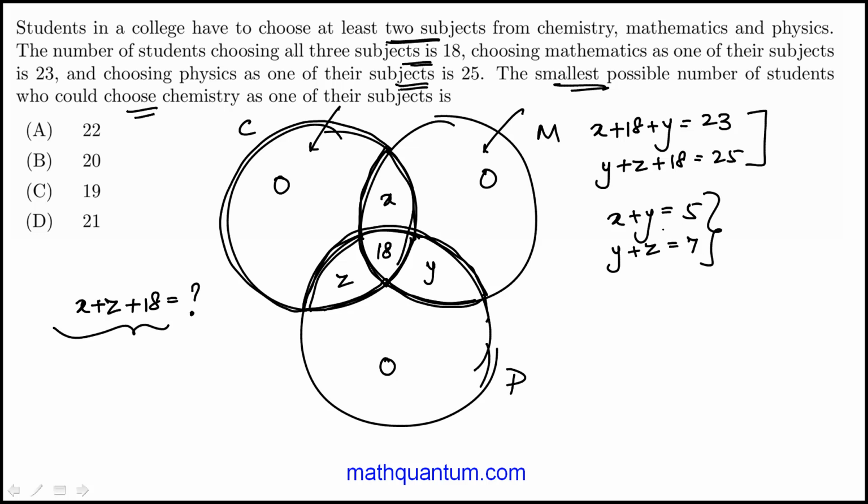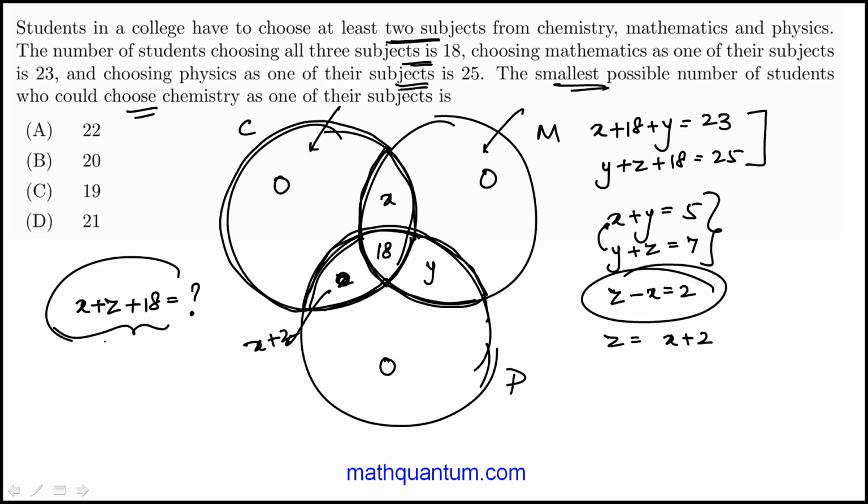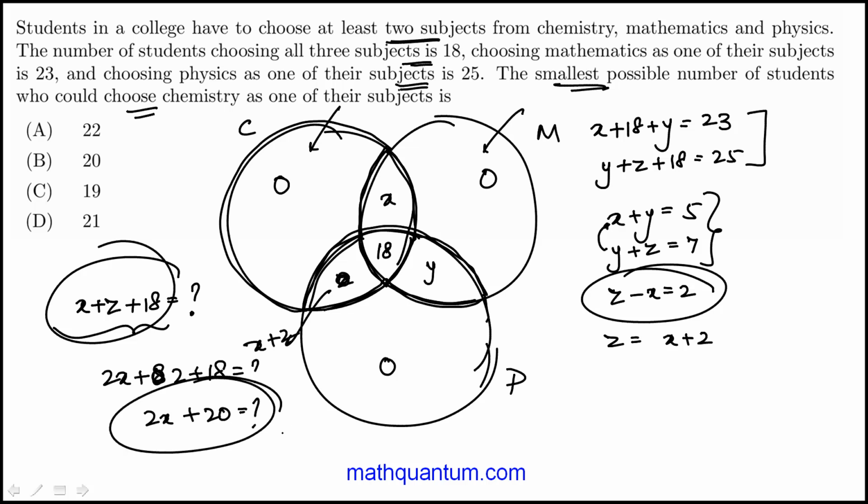Now I can subtract these 2 equations. I'll subtract the top one from the bottom to keep everything positive. So we'll get z minus x is 2. So that means z is x plus 2. So I can even replace that here, x plus 2, and then I can rewrite this as 2x plus 2, let me do it in steps. So 2x plus 20. And this is what I'm trying to minimize.